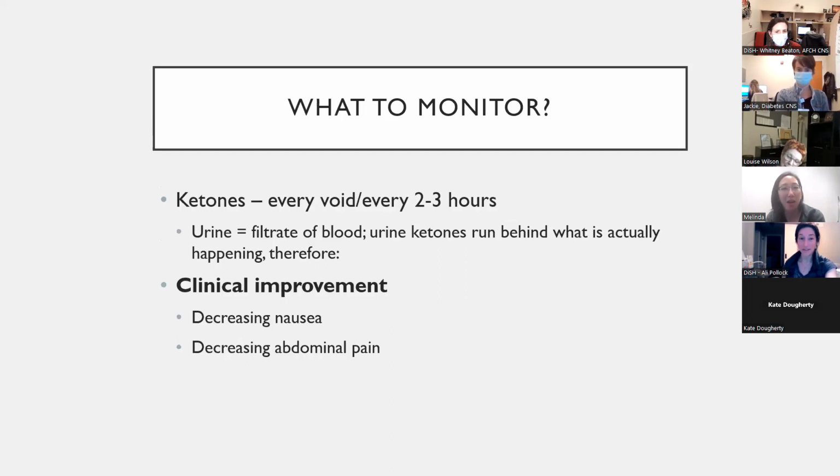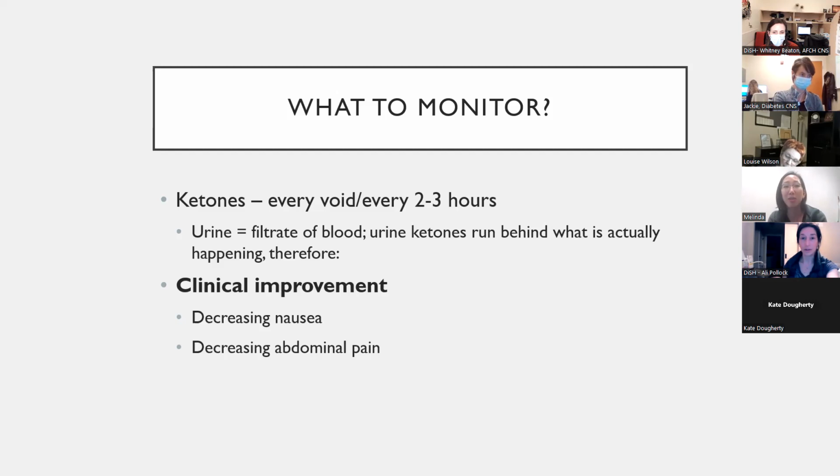Okay. As far as what to monitor if you have a patient in the school with ketones and it's been decided that they can stay, you do want to keep monitoring with ketones essentially every void, and potentially as often as every 2 to 3 hours to help you decide whether they need an extra insulin bolus. Keep in mind that urine is a filtrate of blood, and so urine ketones tend to run behind what is actually happening. So ketones will go down in the blood first, it'll get filtered into the kidneys, and then you'll see the ketones go down in the urine.